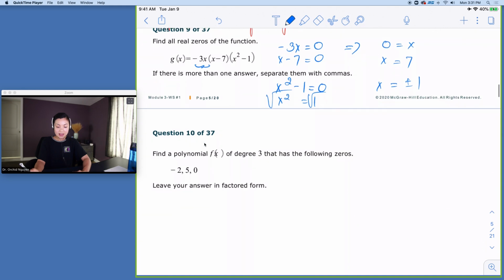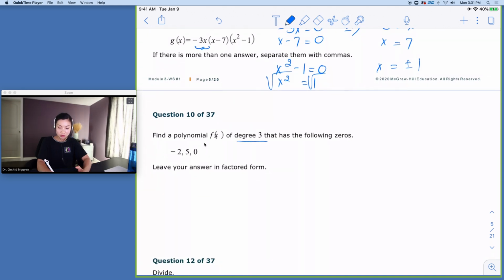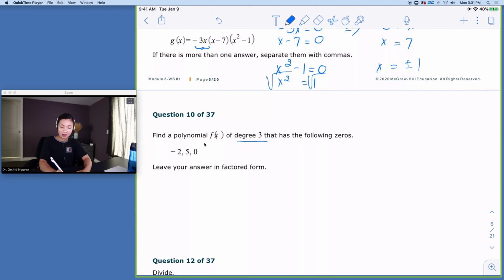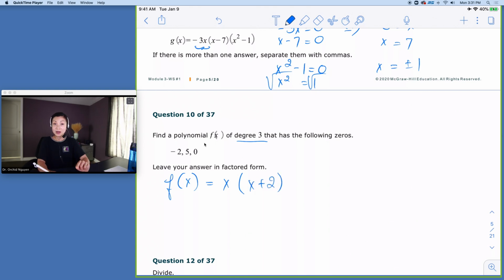Now, if they give you the degree 3 and they give you the zeros, how do we write the polynomial? Same thing, it's just the reverse of number 9. So I'm going to use f of x here. For the 0, you just have x. For 2, we have x plus 2. It's actually x minus negative 2. And then we have x minus 5. And that's it. That's a degree 3.